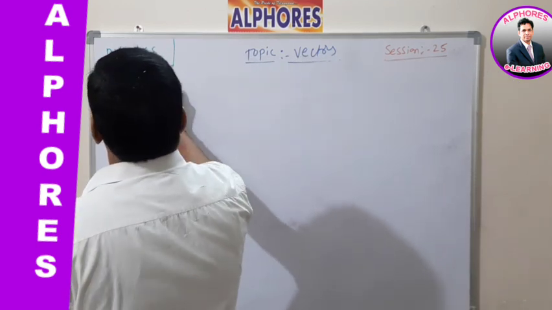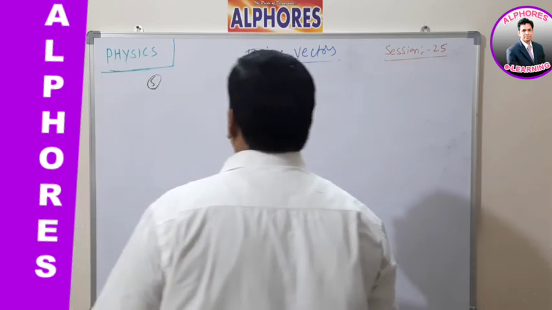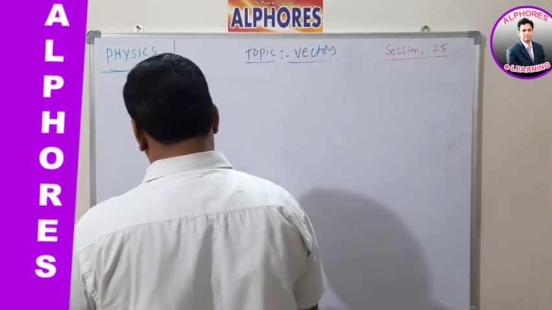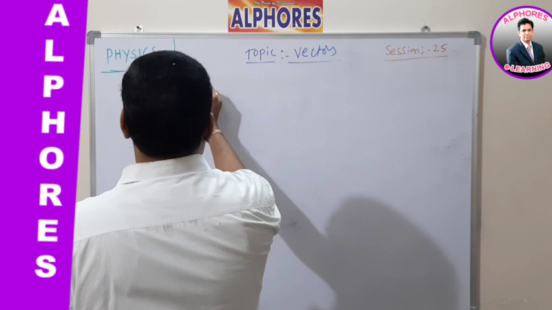Now write down the fifth problem. Yes, the fifth problem is also important. Listen carefully. You have two vectors.